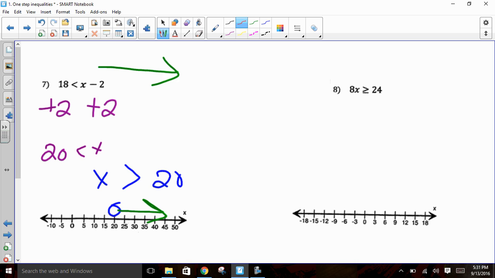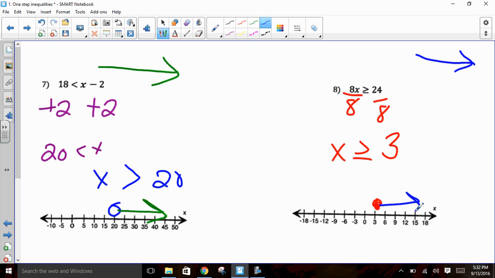Number 8. I see I have 8 times x, so I'm going to undo my multiplication with division. 24 divided by 8 gives me 3. I'm going to find my 3 and put a closed circle above it because it is equal to. That line underneath means "or equal to." It is included, so I need to include it. I'm going to take my greater than sign off to the side, turn it into an arrow, and I shade it to the right.